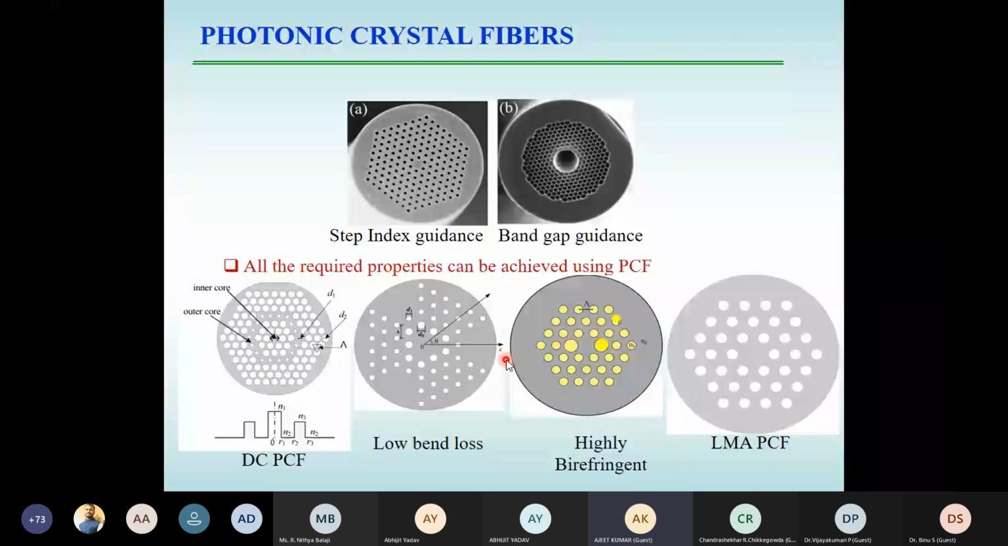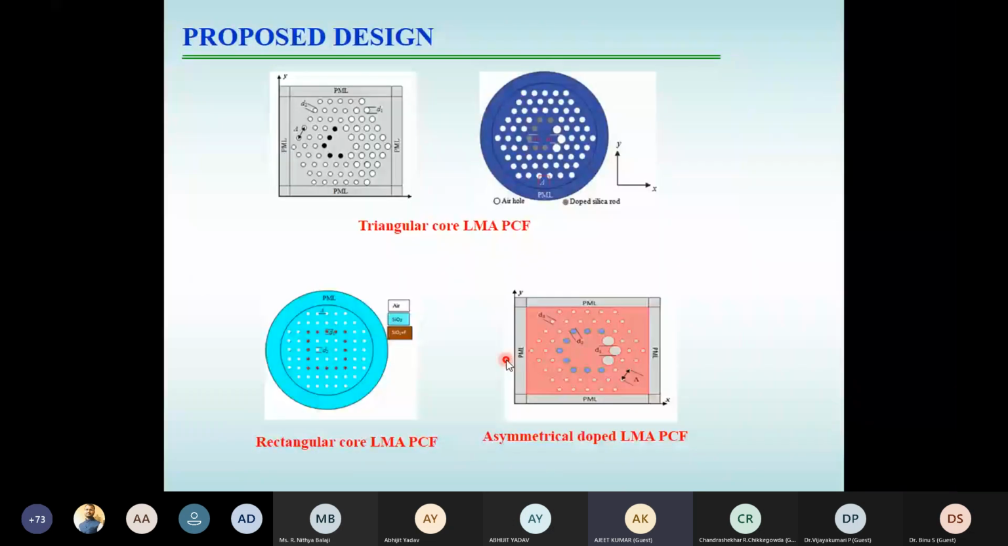So we have already designed a few specialty optical fibers in photonic crystal fiber design. These two come under the category called the triangular core large mode area fiber, and this particular one comes under the rectangular core large mode area PCF, where you can see the air holes and the rods are arranged in a rectangular pattern. This is called the asymmetric doped large mode area PCF. Why is this asymmetric? Because on one side we have used the large air hole, and on the other side we have used the rods. I'll take a few of them, and then I'll move to the other part, which is the dispersion compensating fiber and gain flattening.